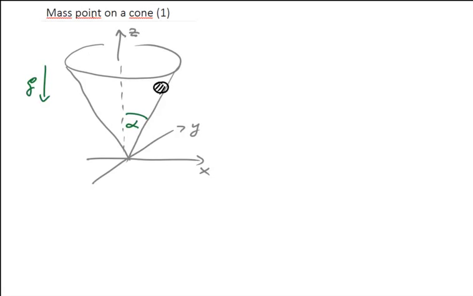That surface is two-dimensional. So the constraint is a holonomic constraint. Movement is constrained to a two-dimensional submanifold, so the number of degrees of freedom is equal to 2. Then we should choose suitable coordinates to describe the location of that mass point.